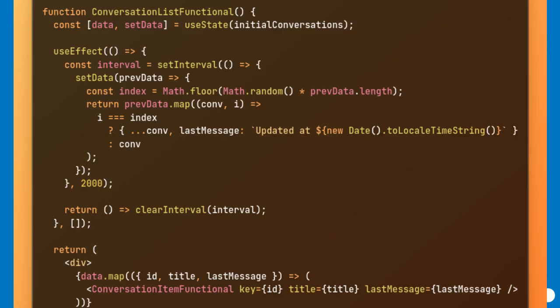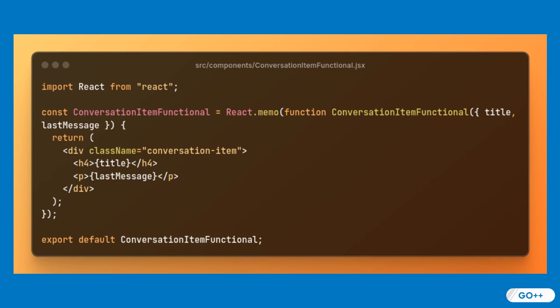This file implements the functional component approach for dynamic list rendering. It uses React.memo for individual conversation items, ensuring only updated items re-render. The interval simulates real-time message updates by modifying a random conversation every 2 seconds. This file defines the functional conversation item component, wrapped with React.memo to prevent unnecessary re-renders unless its props actually change. This is a critical optimization for large dynamic lists.